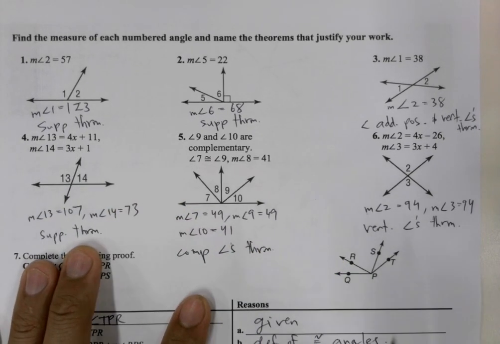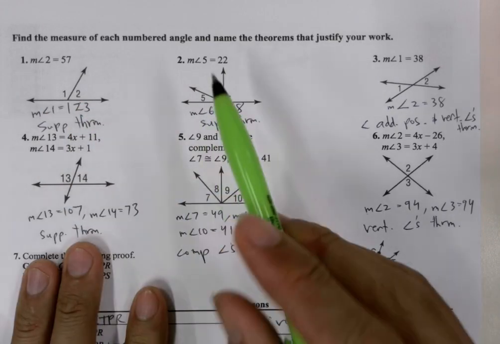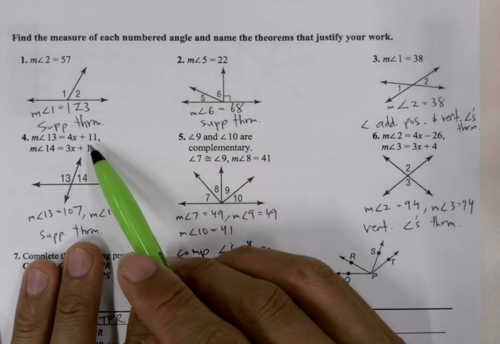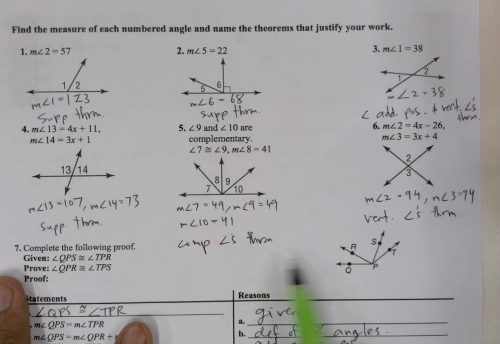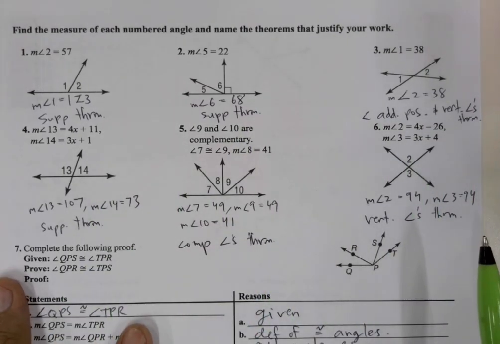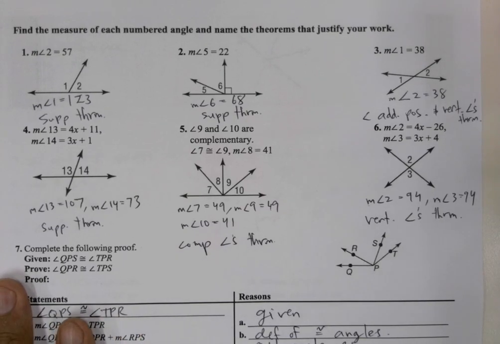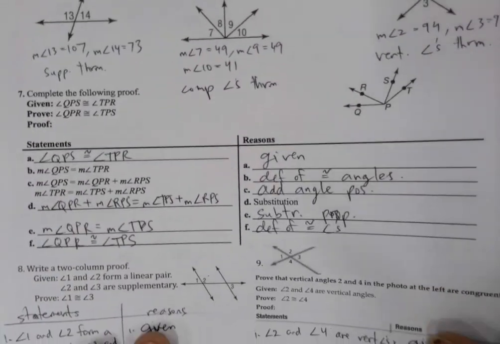So our next set of exercises, we're supposed to find the measure of each numbered angle in the figure and name the theorem that justifies your work. And so here are the answers. And so you can go ahead and check this with the work that you've done independently. And then I'm going to go ahead and move on down to the proof on number 7.